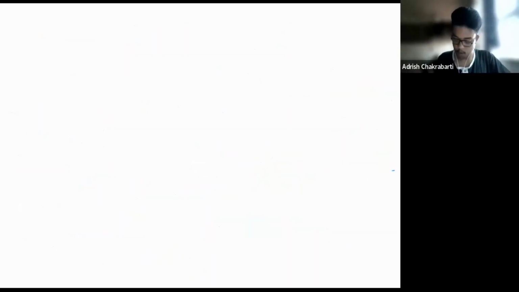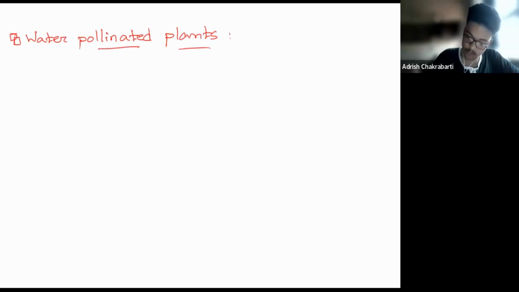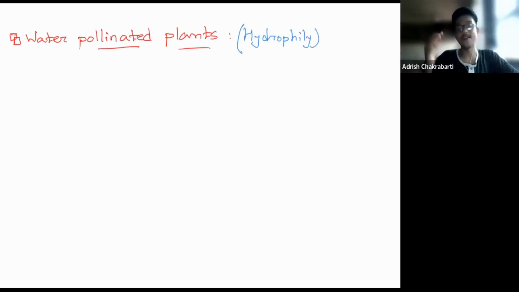Next we are moving on to water pollinated plants. Here water is acting as a pollinating agent. This condition is known as hydrophily, and such plants are hydrophilous plants. This is very straightforward. First, coming to examples, obviously examples are very important.